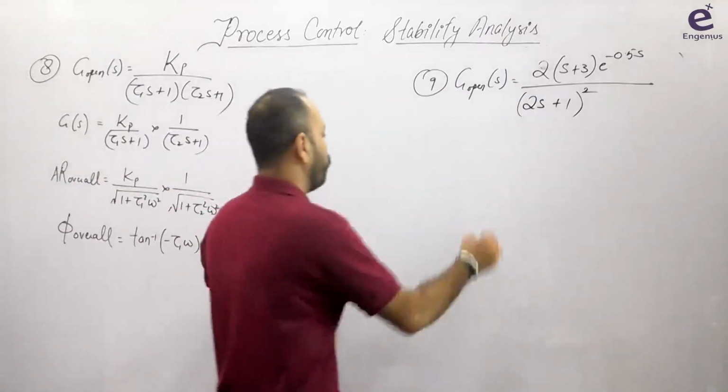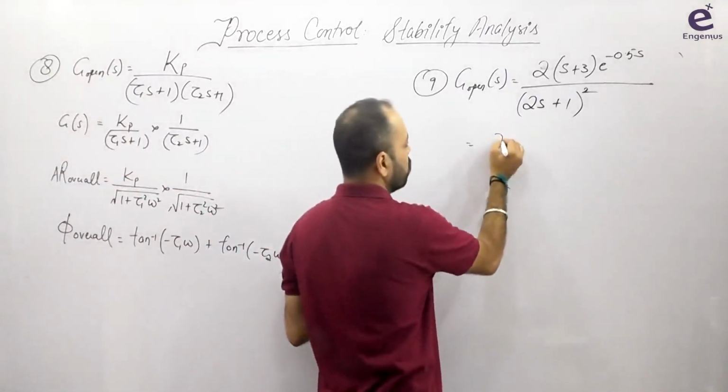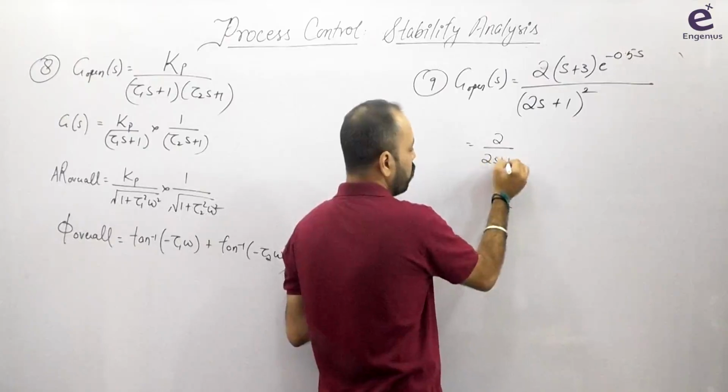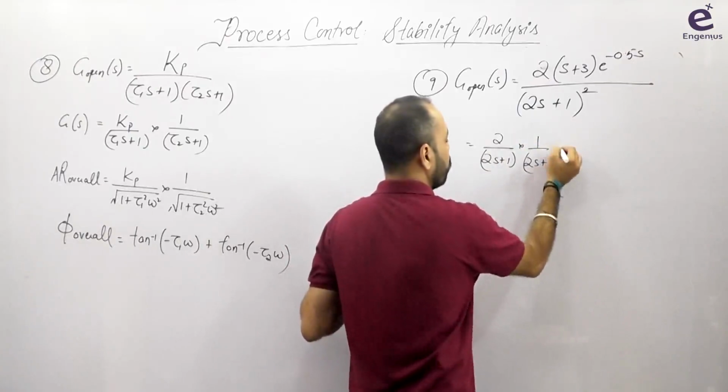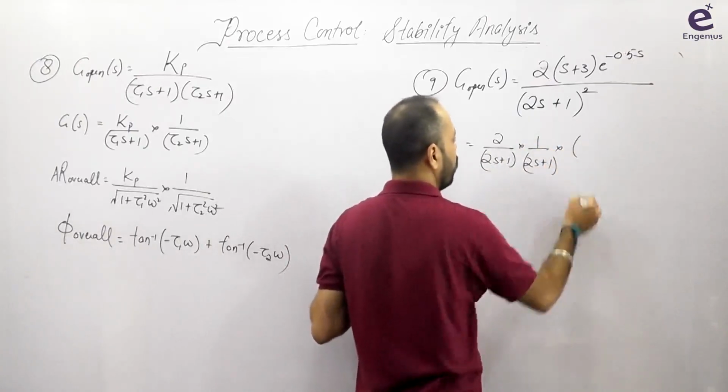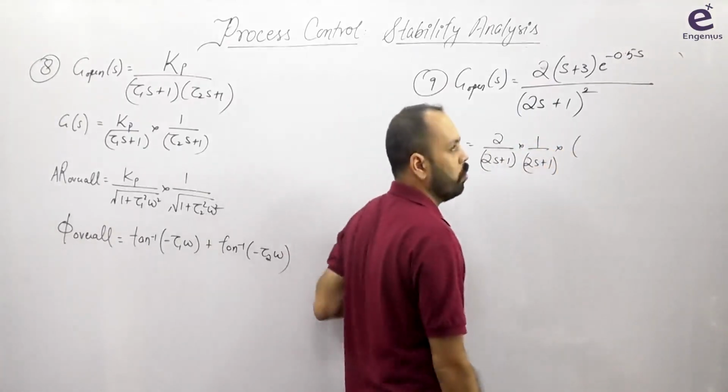Come here. Now, first of all, this one should be made like this. 2 by 2s plus 1, 1 by 2s plus 1, s plus 3. Can I write s plus 3 as tau d s plus 1?